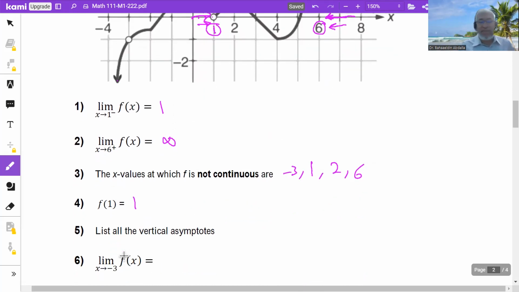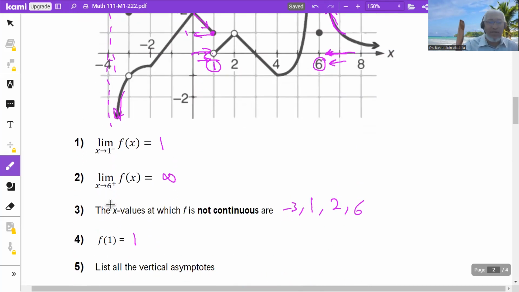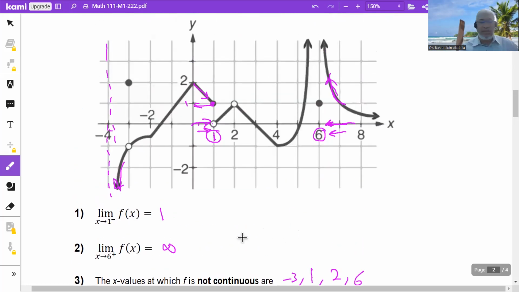List all the vertical asymptotes. A vertical asymptote is any line to which the graph becomes closer. So for example, this line, the graph is becoming closer to this line. What is the equation of this line? It's a vertical line, so the equation is x equals -4. This is the equation of this vertical asymptote.